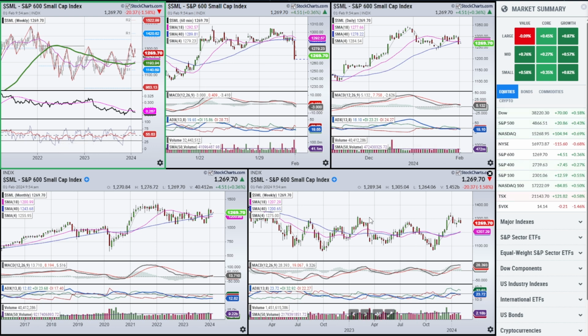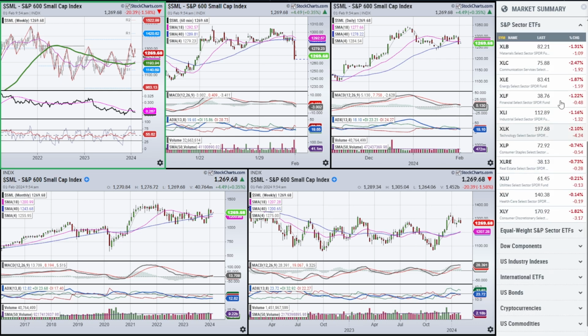We need more than just the big cap stocks going up. I think I'd like to see some broadening effect. Now, we are seeing some different sectors starting to participate, which I think is good. I think these are the types of things that you can use this program for.